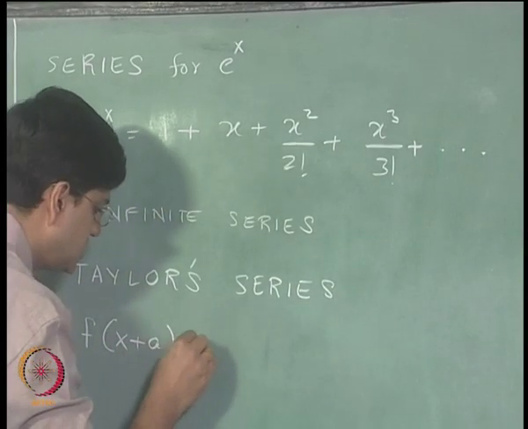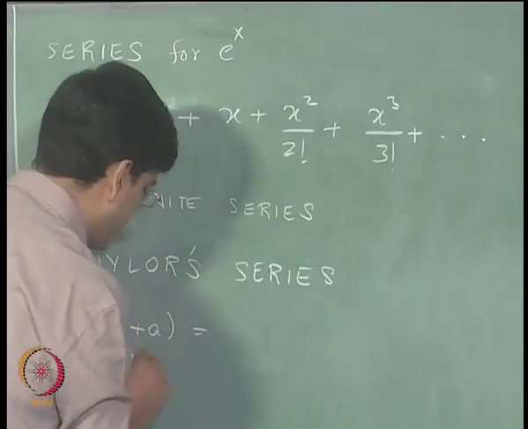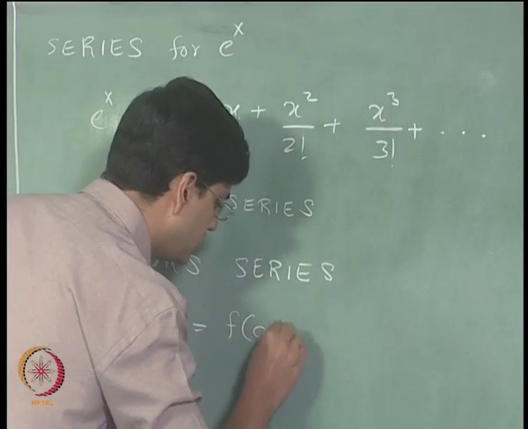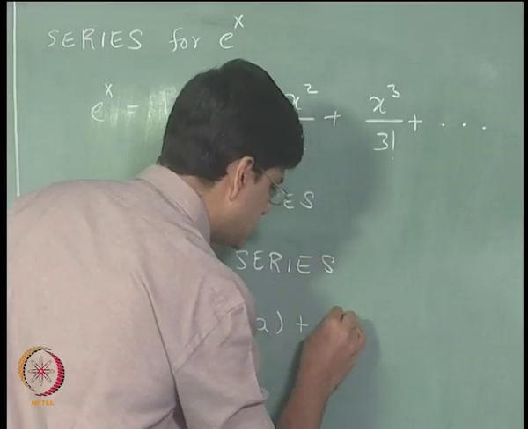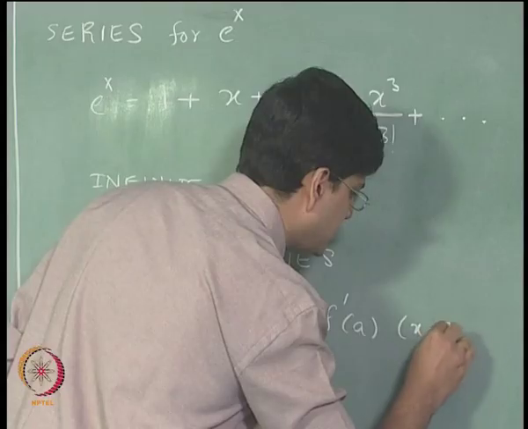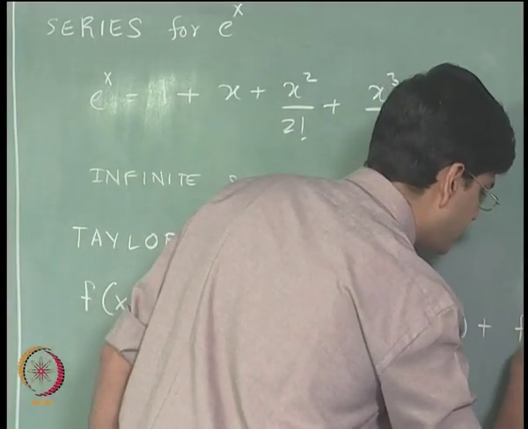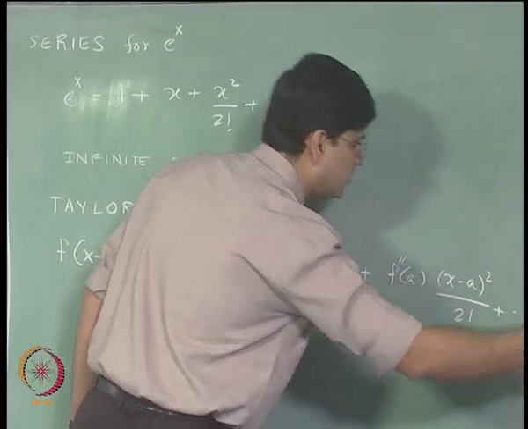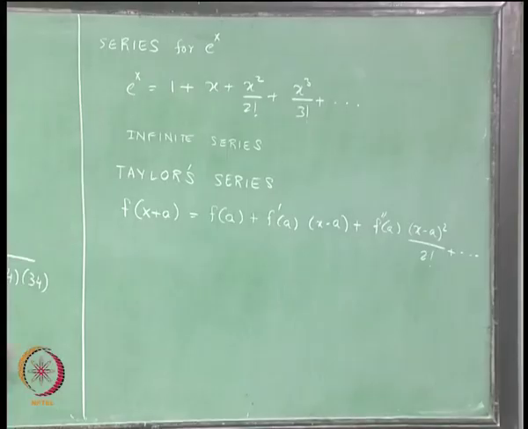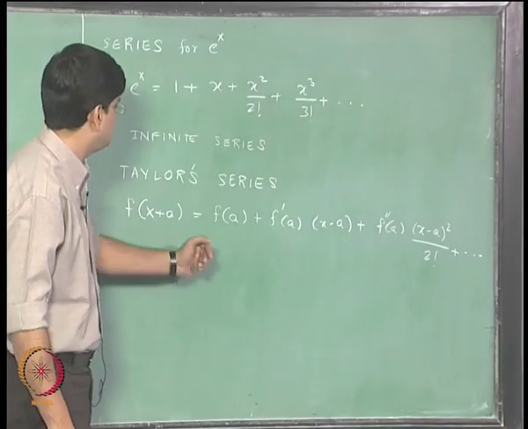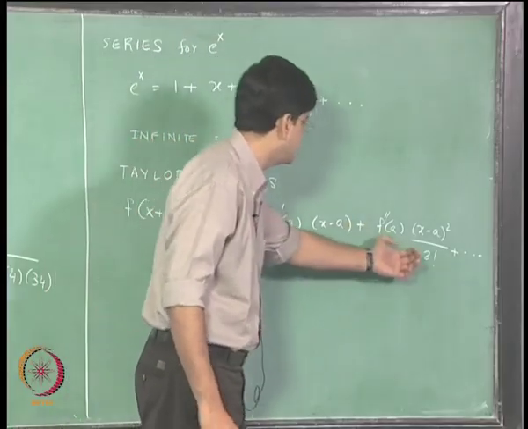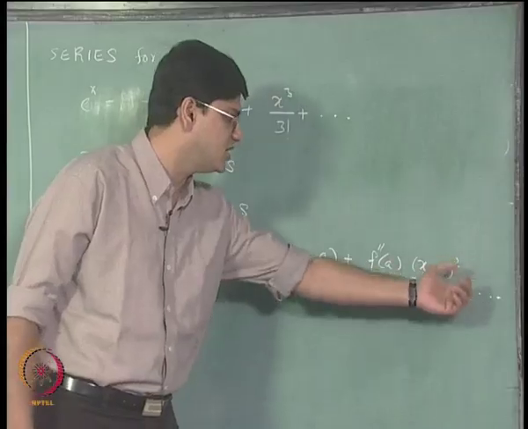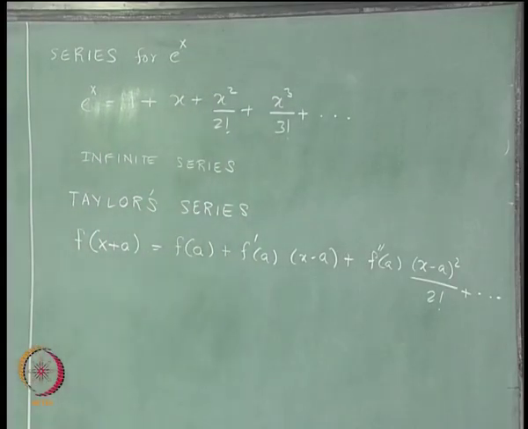I will just write down the Taylor series: f of x plus a, where x is going to be a variable and a is some particular value that we have chosen, is equal to f of a plus f dash of a multiplied by x minus a plus f double dash of a multiplied by x minus a squared divided by 2 factorial and so on. And that is also an infinite series where f of x plus a is found out as a sum of these various terms, which involve the function value evaluated at point a and the first differential, second differential and so on and so forth evaluated again at point a.